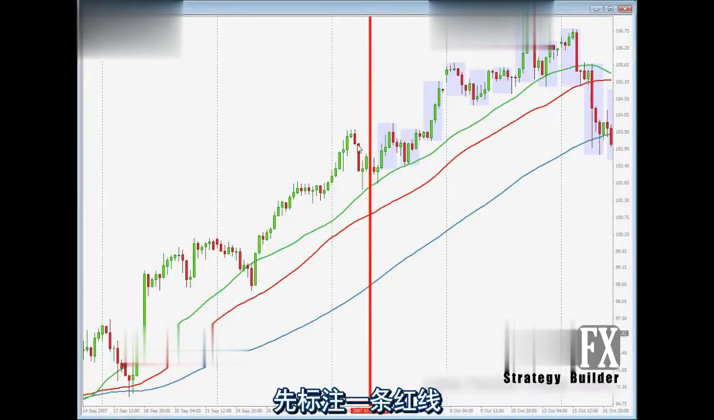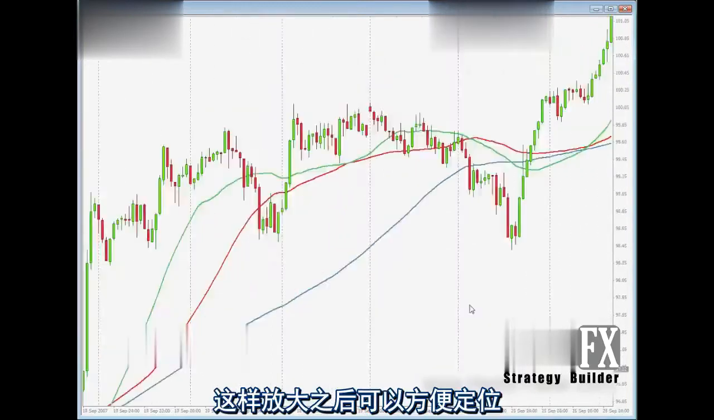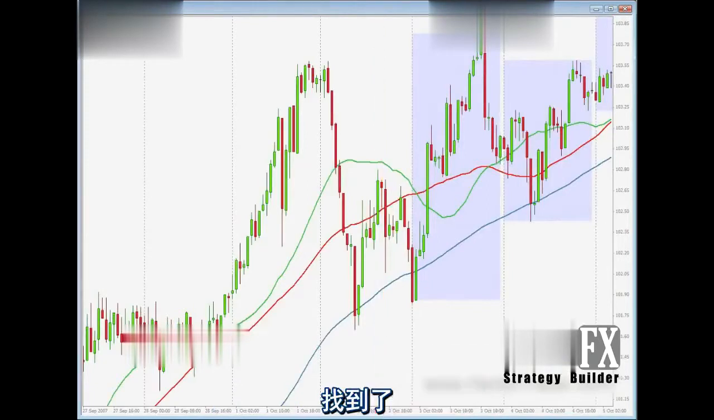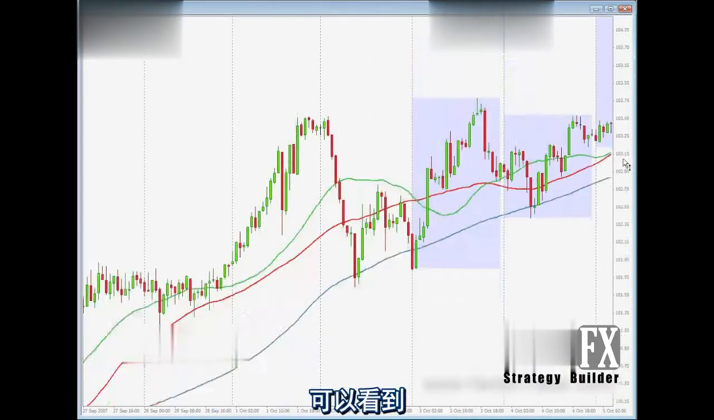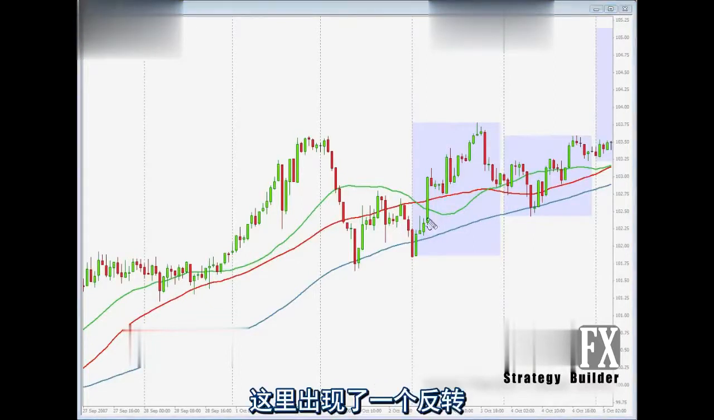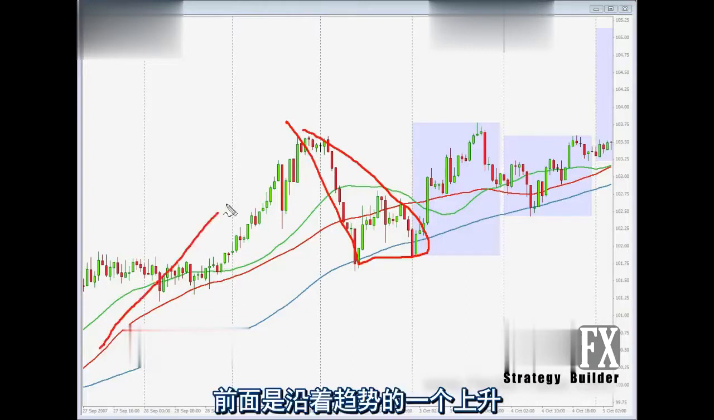Okay, I'm going to mark this with a vertical red line, so now when I zoom in I can spot it as I scroll through my chart. There we are. Right, as we can see here, what we have is the retracement part, the retracement of this previous impulse in the direction of the main trend. Remember that the main trend was to the upside.